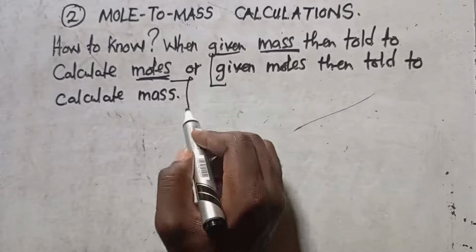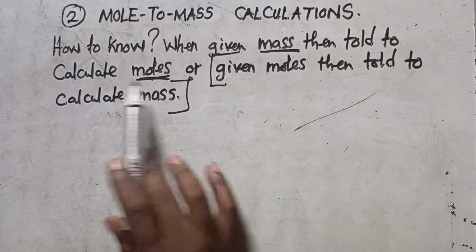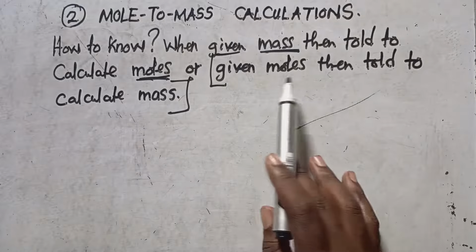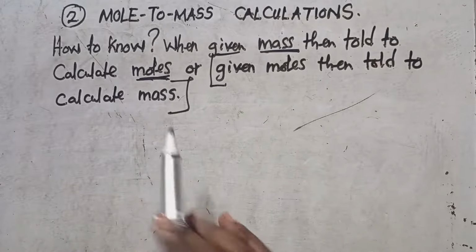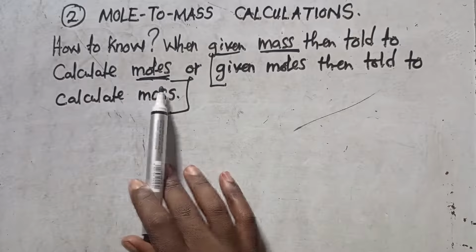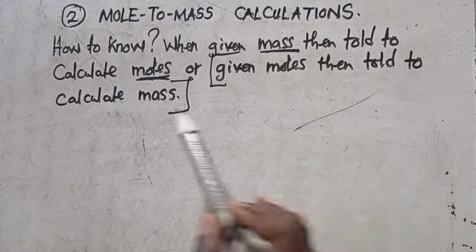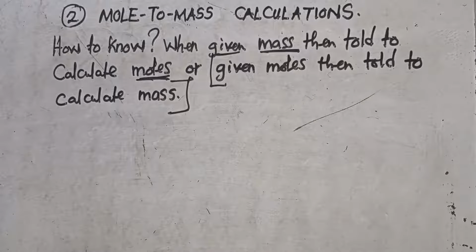Don't say a question will just come like this at once. No. You can be given the first part, or you are given the second part. So the first part is where you are given mass, then told to calculate moles. Or you can be given moles, then you are told to calculate mass. That is how questions will be coming.